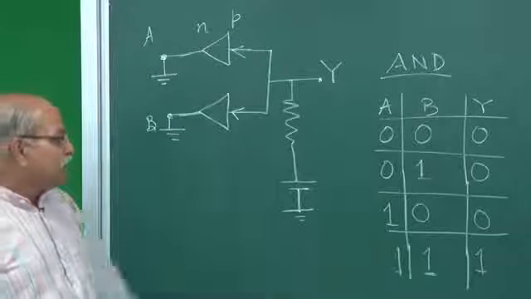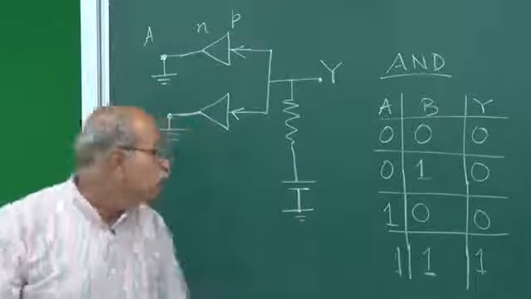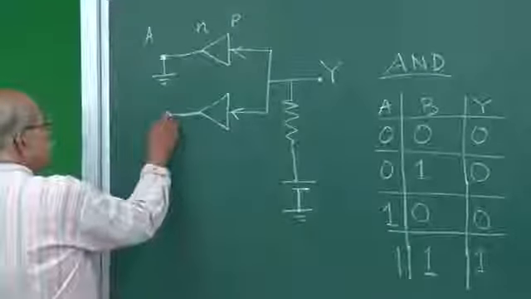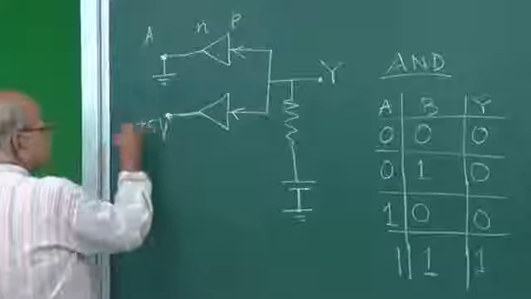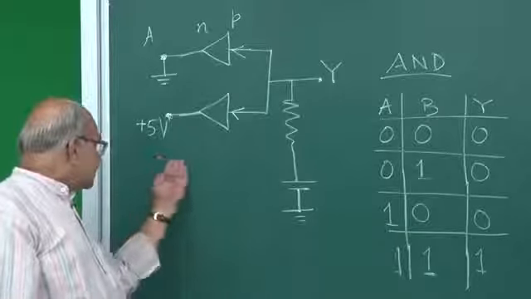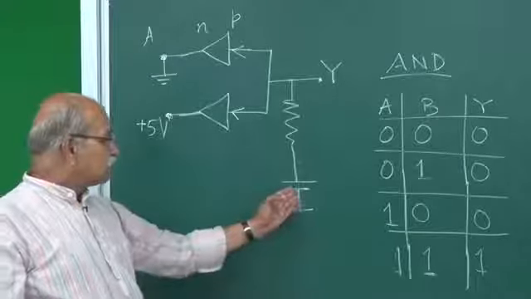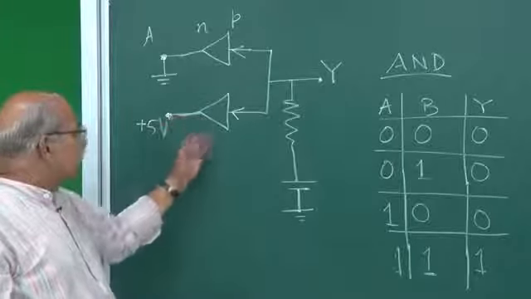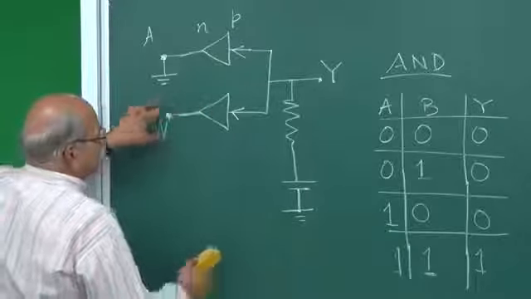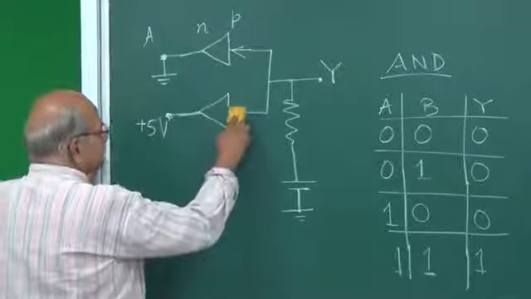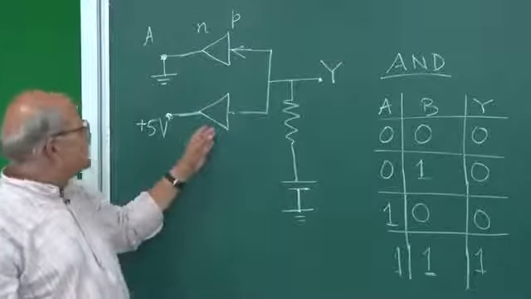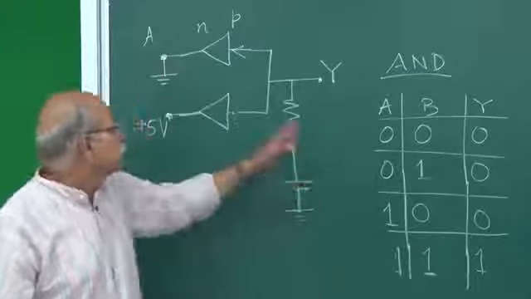And then what happens if A is 0 and B is 1? A is 0 means A remains grounded, but now B is at 5 volts. Let us say 5 volts. So if we have put 5 volts here, that means we have put another battery here, and that battery is connected to this negative here, and this is a plus 5 going that. So what happens? This becomes reverse bias. You have put full 5 volts here. So no current through this. But doesn't matter. This is still grounded. A is 0. This is still grounded.